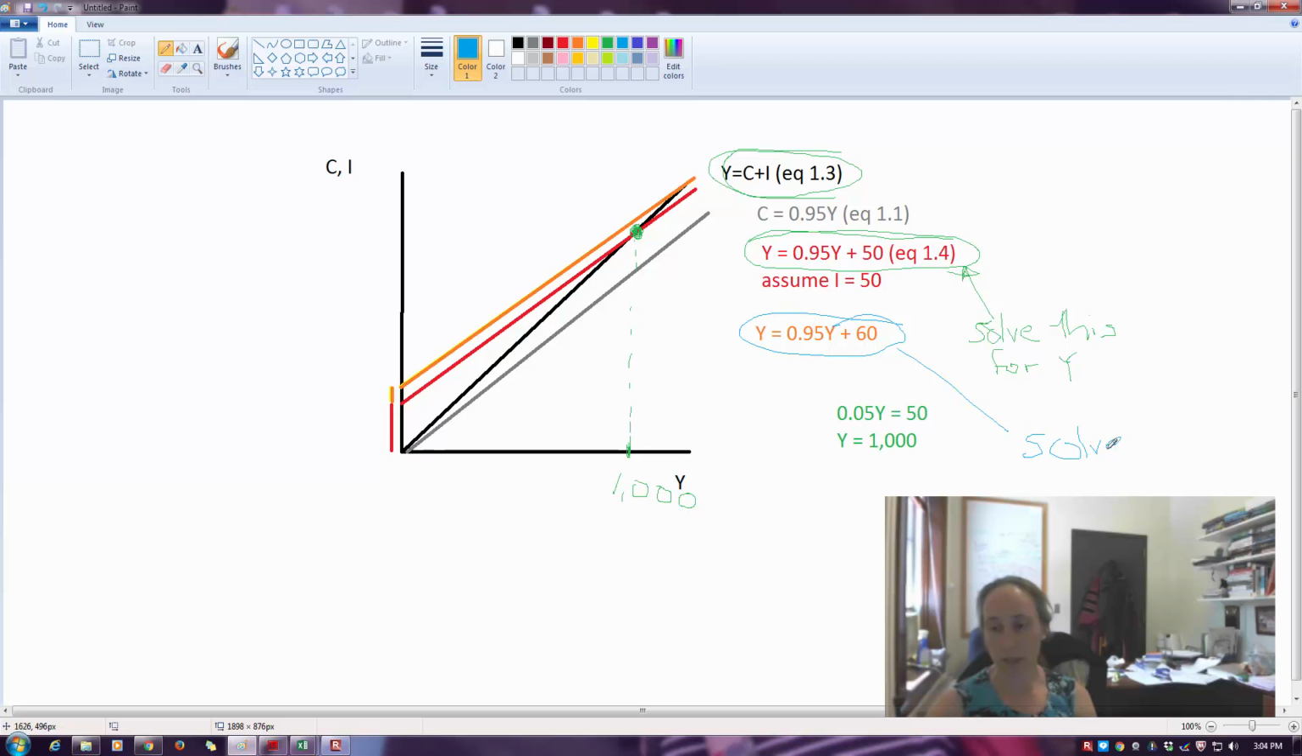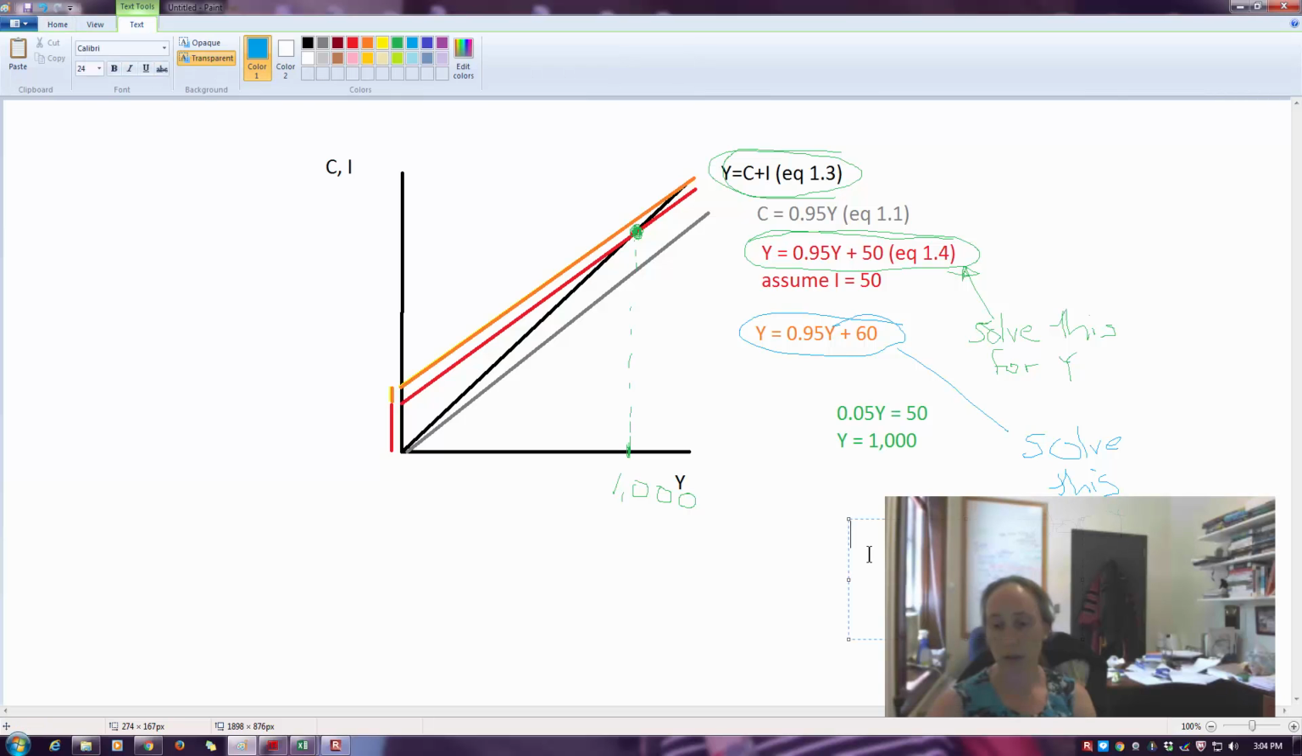So solve this for y. And when we do that, let's see if I can do that for you here. We're going to subtract 0.95 from each side again. So we have 0.05y, but now instead of 50, it's equal to 60, and we get y equal to 1,200.